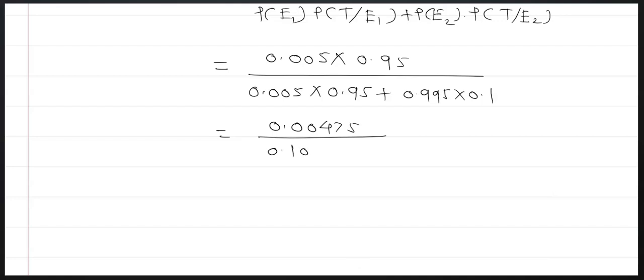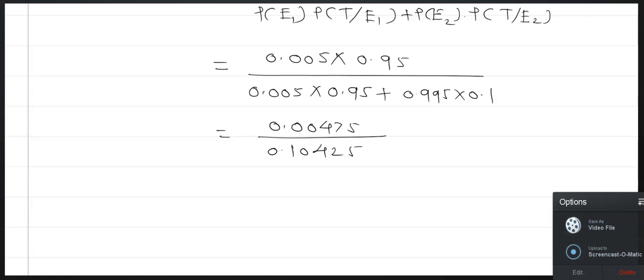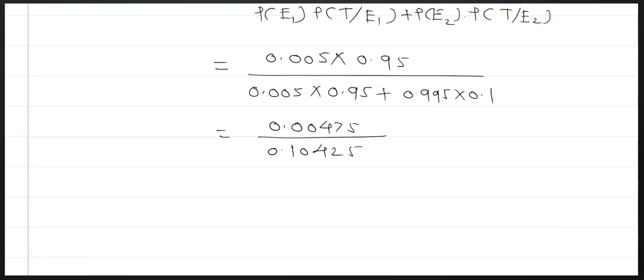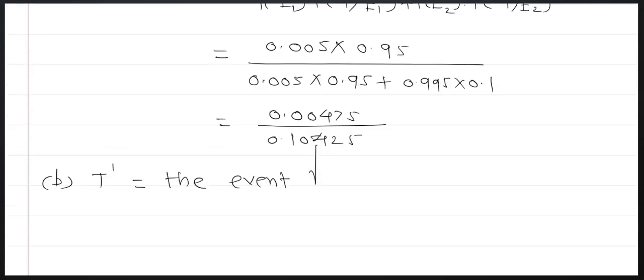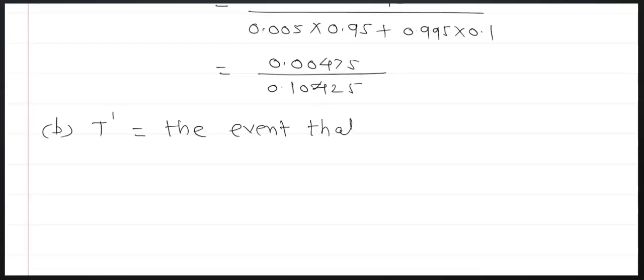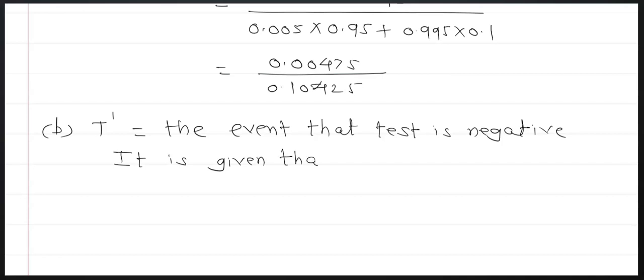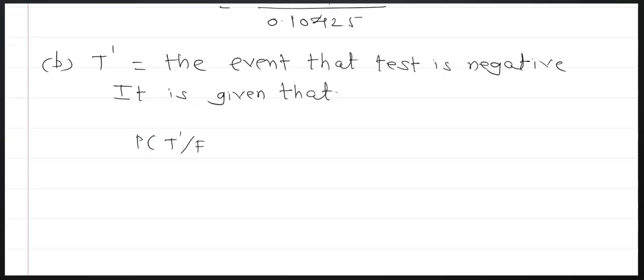After the calculations, you will get the result. To understand this problem, read it a number of times, then you will understand the problem. Therefore, this is the required probability. Now T dash, the event that, given the result, the person is a non-sufferer. Negative result.